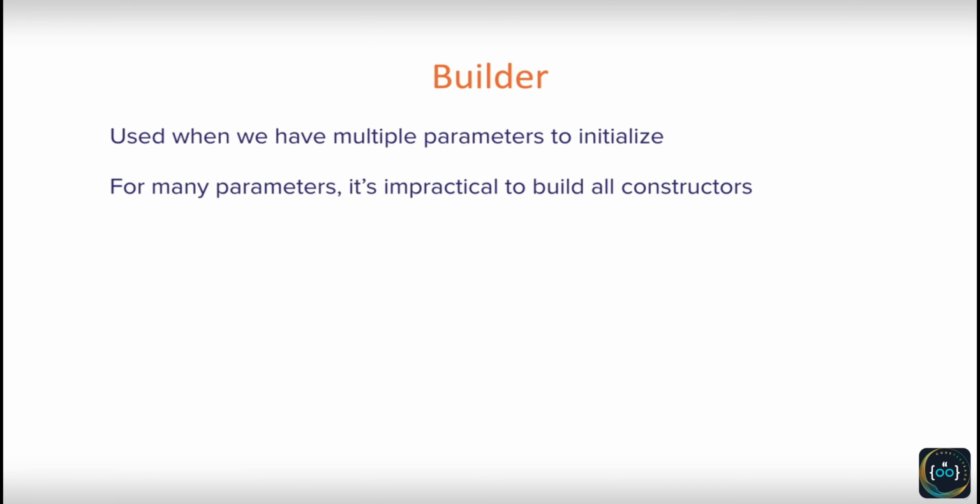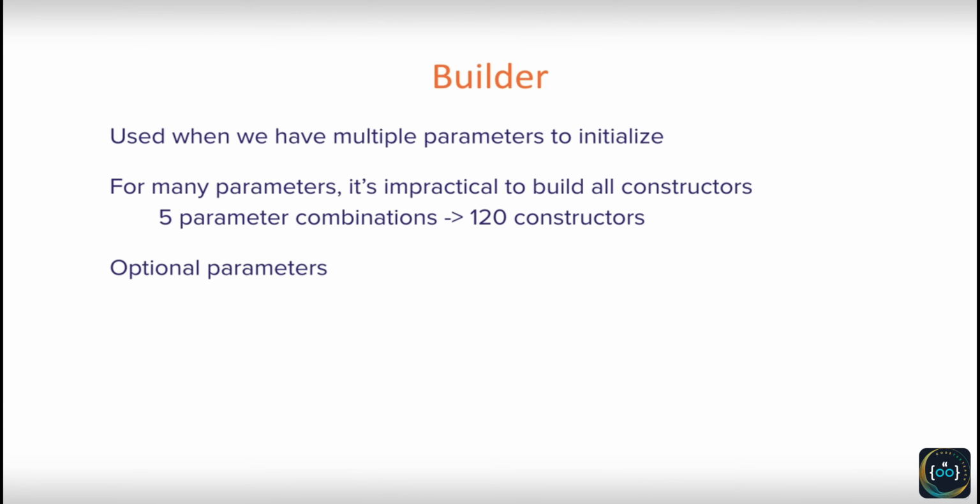For example, if we have many parameters, it's quite impractical to build all constructors, to build the object that has the multitude of options when it comes to building it. So for example, if we have 5 parameter combinations, that will give us 120 constructors. So we don't want to list all possible permutations and combinations of these parameters.